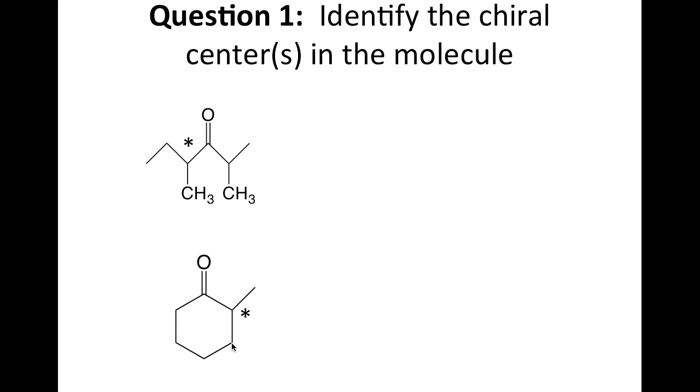If you scan each of the other carbons in the ring, this one, this one, this one, and this one, these all have 2 hydrogens and are therefore not going to be chiral. This carbon right here is participating in a double bond with the oxygen, therefore is not chiral.